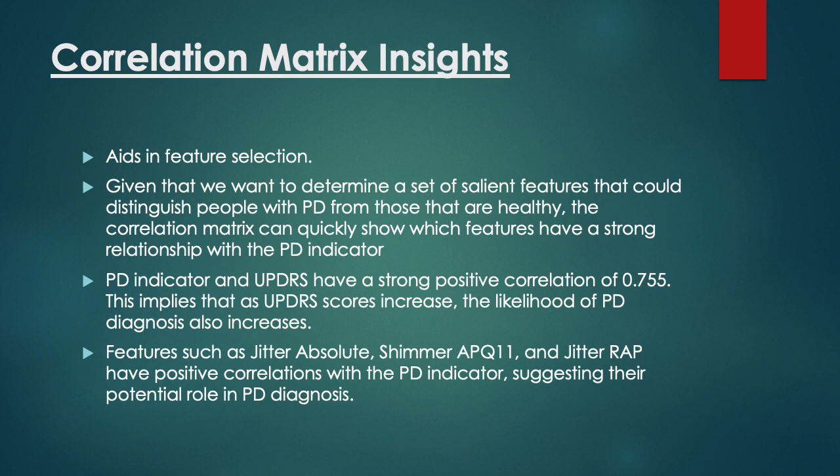The PD indicator and UPDRS readings, as we have obtained, have a strong positive correlation of 0.755. This is expected as UPDRS is a clinical measure. Features such as jitter absolute, shimmer APQ11, and jitter RAP have positive correlation with the PD indicator, which suggests their potential role in PD diagnosis.